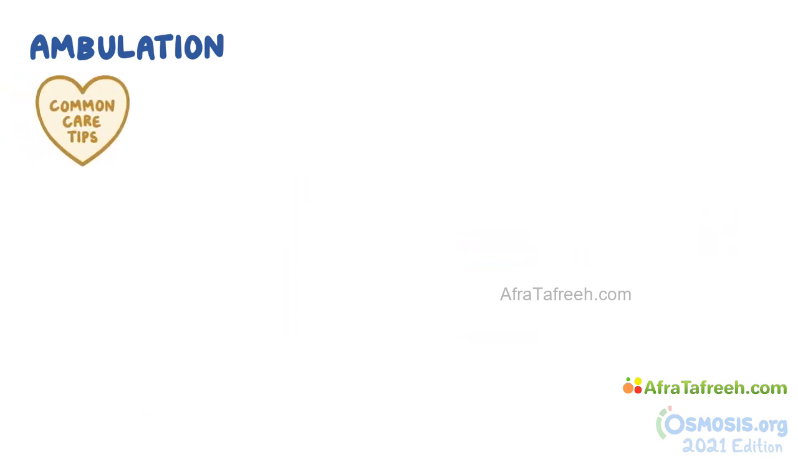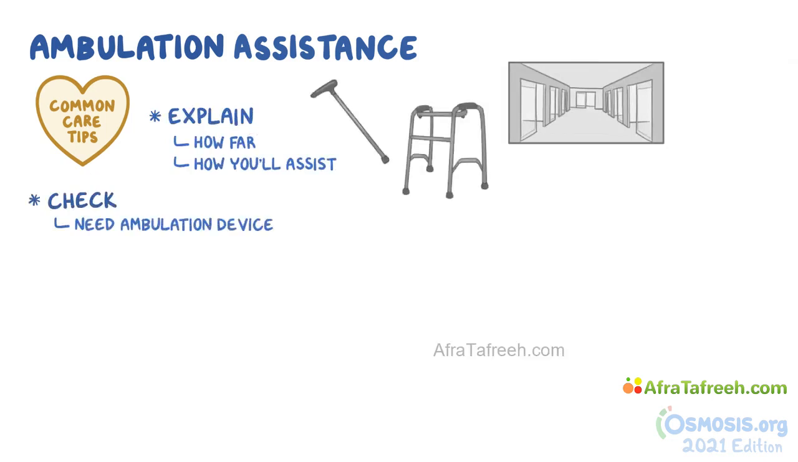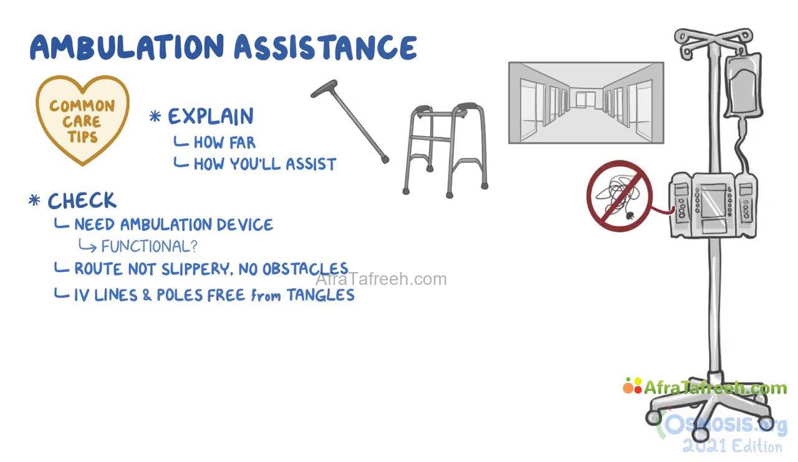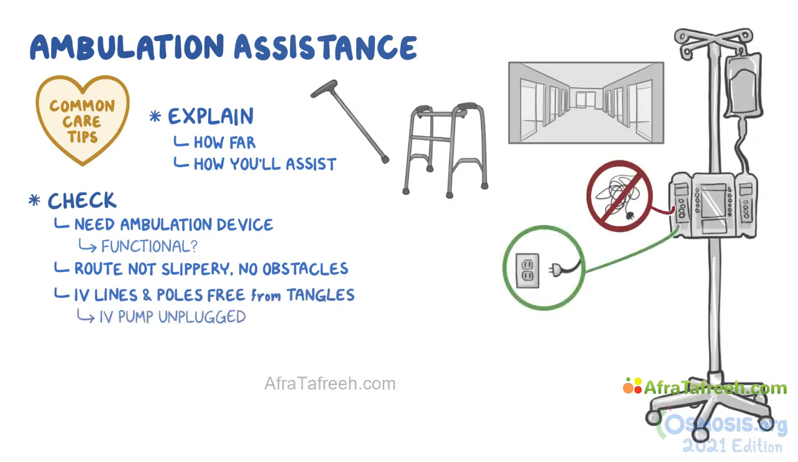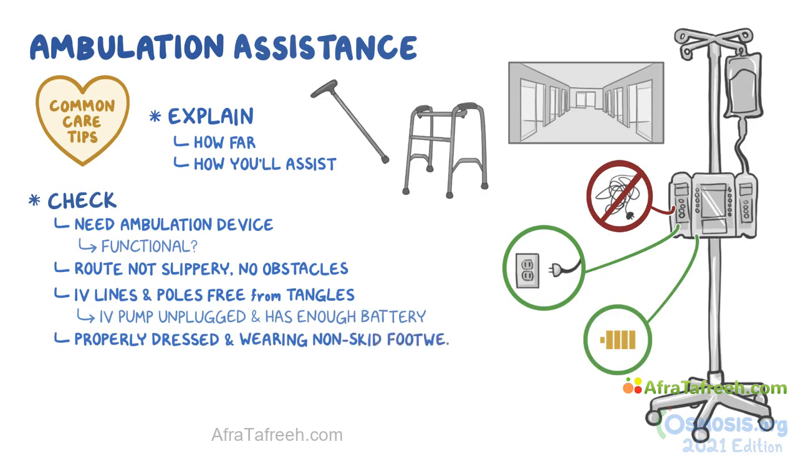Before we talk about ambulation assistance, here are some general considerations. Explain how far you'll be walking and how you will assist them. Check if they need an ambulation device, like a cane or walker. If a device is needed, check to see if it's functional. Make sure the route is not slippery and there are no obstacles. Make sure IV lines and poles are free from tangles, and that the IV pump is unplugged from the wall and has enough battery to last during ambulation. Make sure they're properly dressed and wearing non-skid footwear.